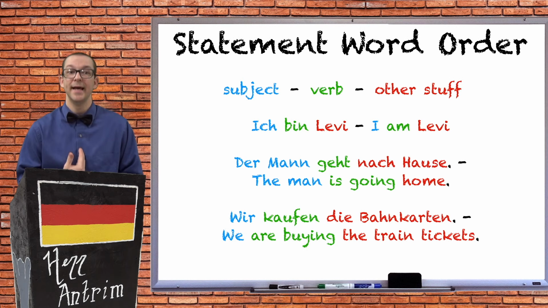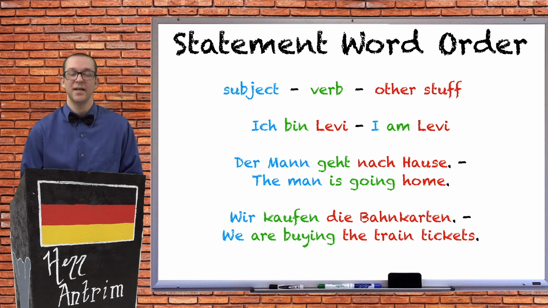For example, Ich bin Levi. I am Levi. Ich is your subject, bin is your verb, and Levi is your other stuff. Der Mann geht nach Hause. The man is going home. Der Mann is the subject, geht is your verb, and nach Hause is your other stuff.